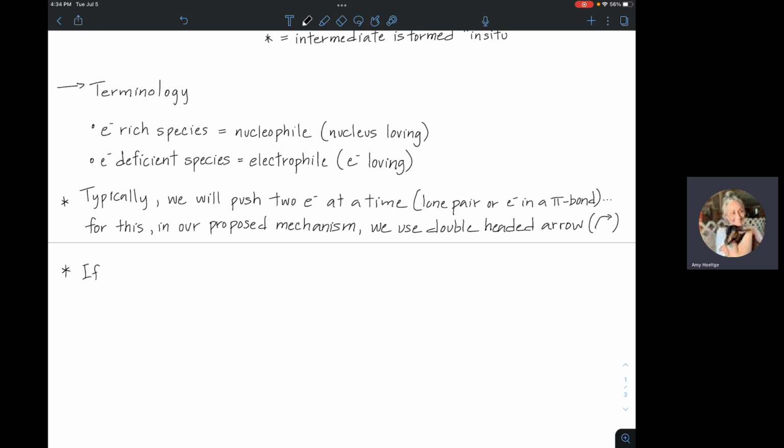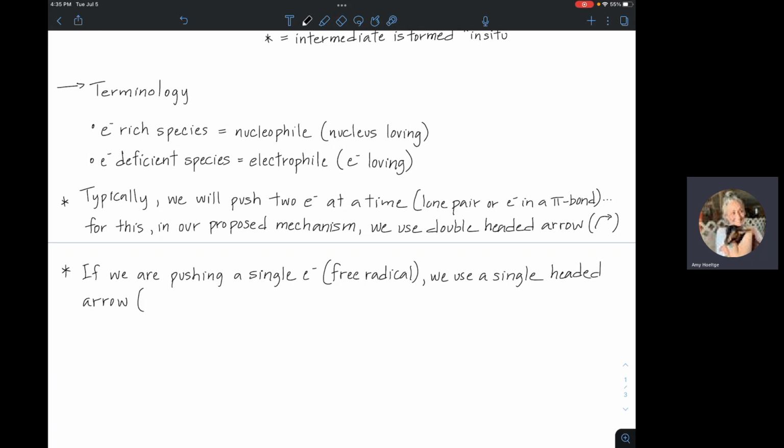If we are pushing a single electron, otherwise known as a free radical, we use a single-headed arrow. It kind of looks a little bit like a fish hook. So that right there indicates we're pushing one single electron.